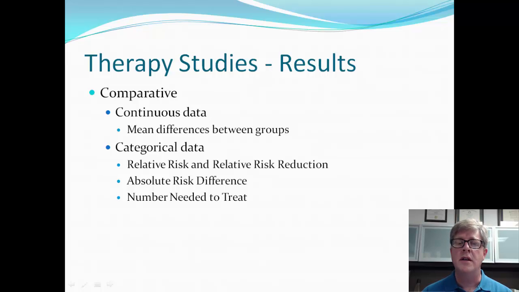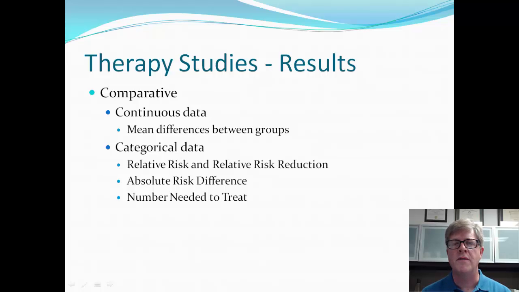And then you'll see the comparative results for categorical data. These are the relative risk, relative risk reduction, absolute risk difference, and number needed to treat. Remember, the relative statistics just tell you the outcome relative to the control group. And these can sometimes be misleading because, for fairly small differences, they can give pretty dramatic relative risks.